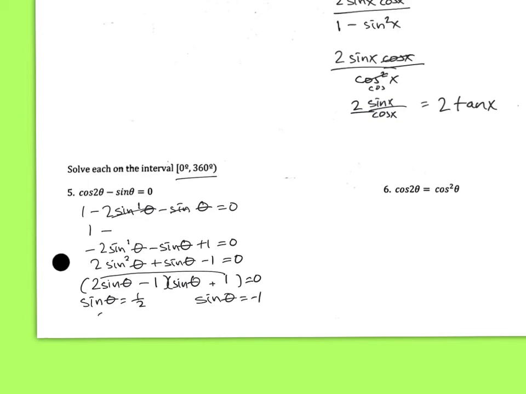Sine is positive, of course, in 2 quadrants. First quadrant, second quadrant, so 30 and 150. Sine is negative 1 straight down, 270.